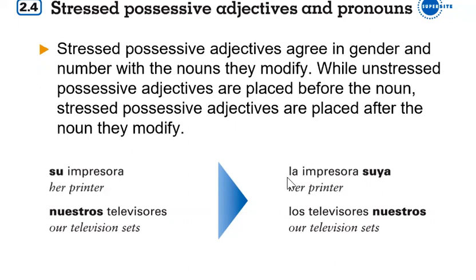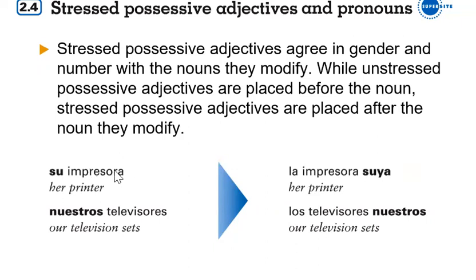And in this example, they use the definite article, but you can see it with the indefinite article. You can see it with demonstrative adjectives as well, this and that, este, esta, those types of words. But yeah, here it is, it's after it. Su impresora, la impresora suya, they mean the same thing, just another option.